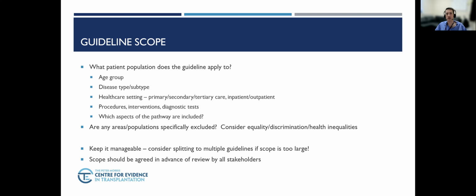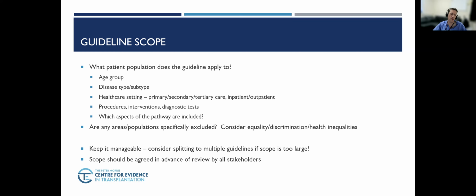We might be looking at procedures, interventions, diagnostic tests, or a combination of any or all of those. And as I say, think about which aspects of the pathway you're going to include, or should you separate out various aspects of the pathway into separate sets of guidelines? Are you going to exclude any specific areas? And if you do exclude particular subgroups of patients, are you potentially disadvantaging those? Are you resulting in inequalities or discrimination?